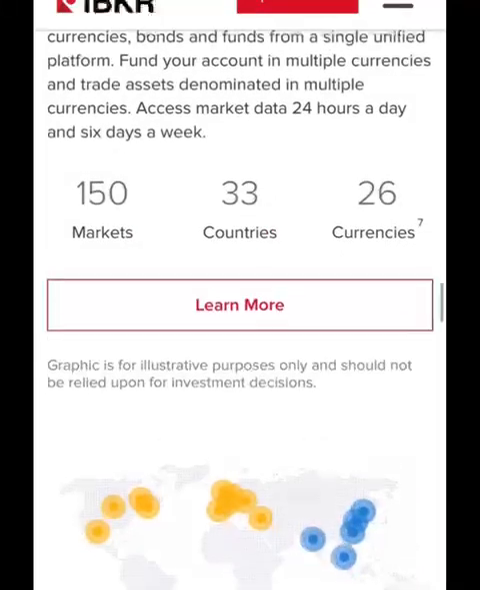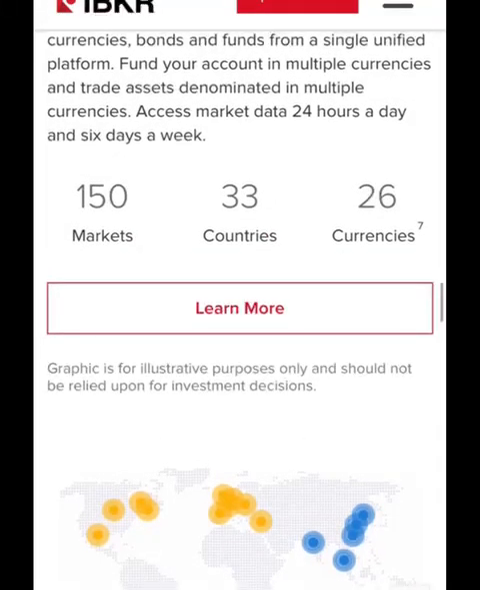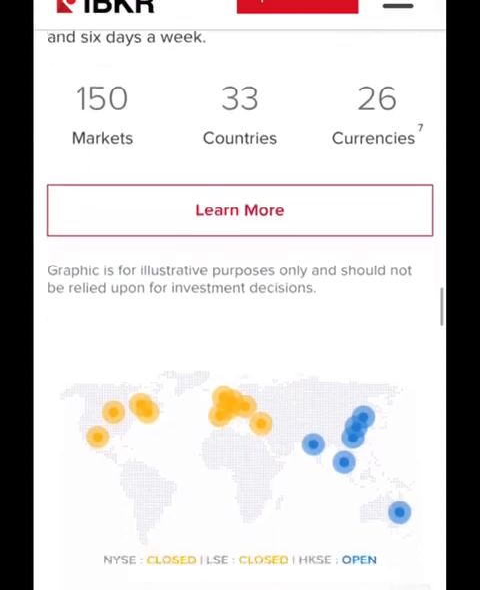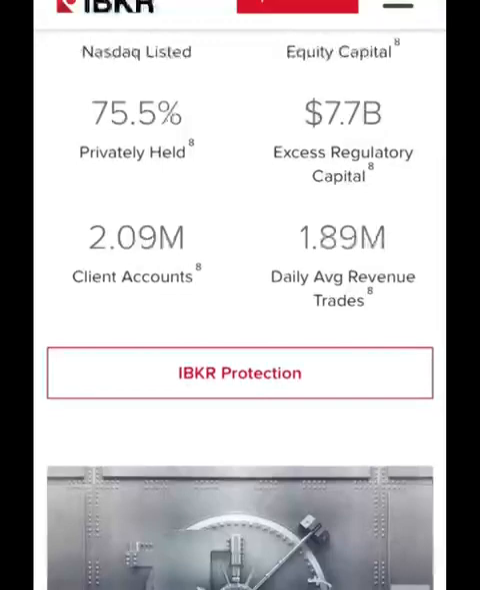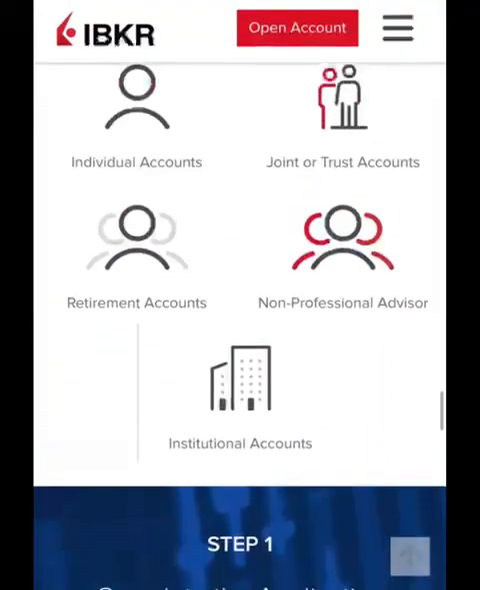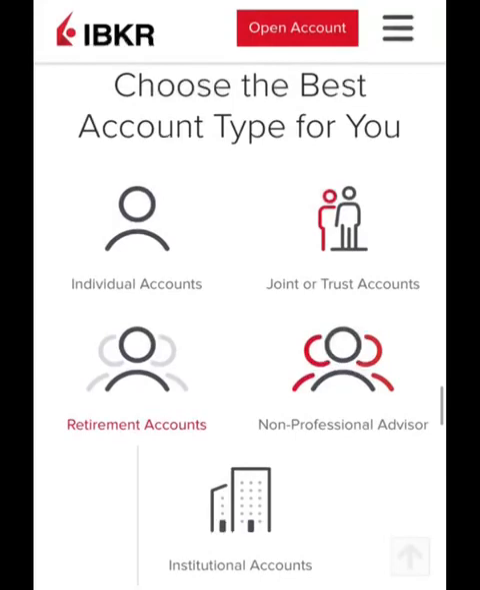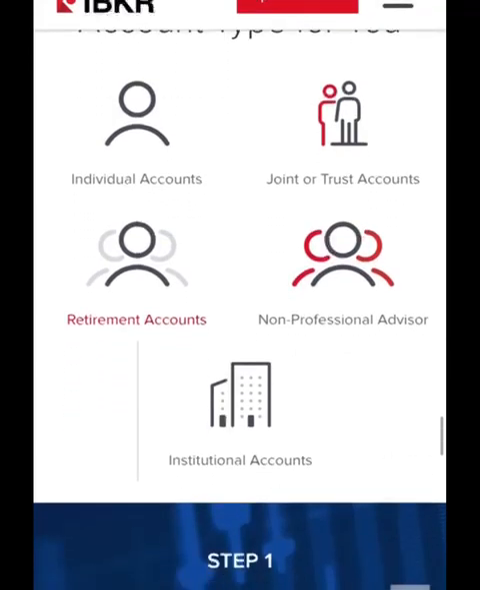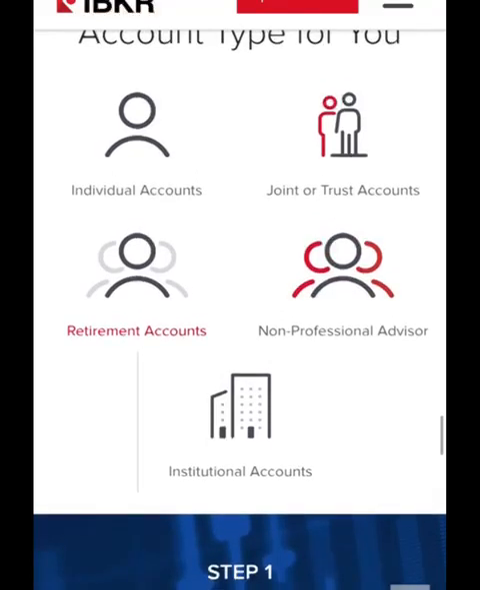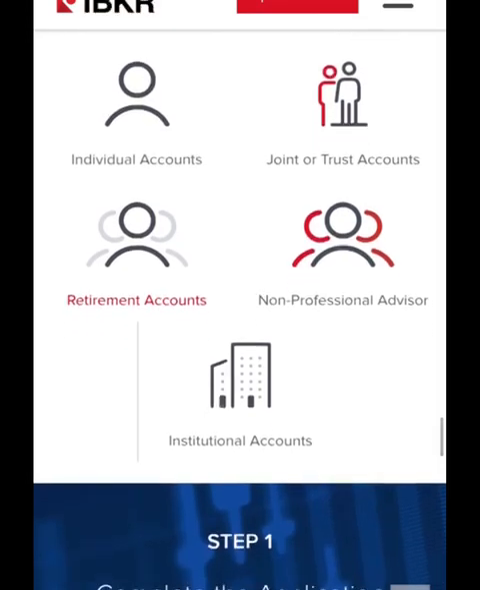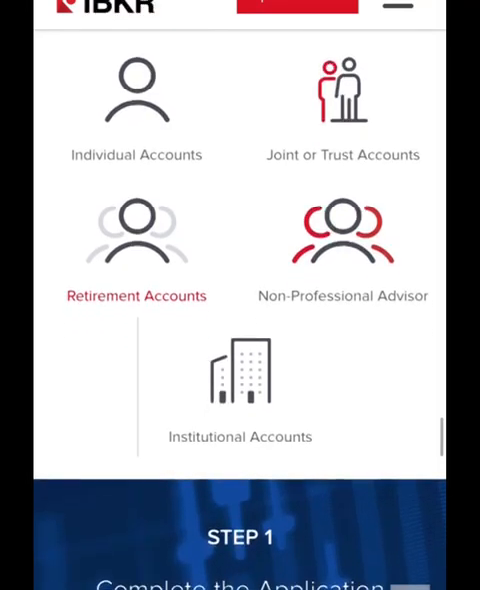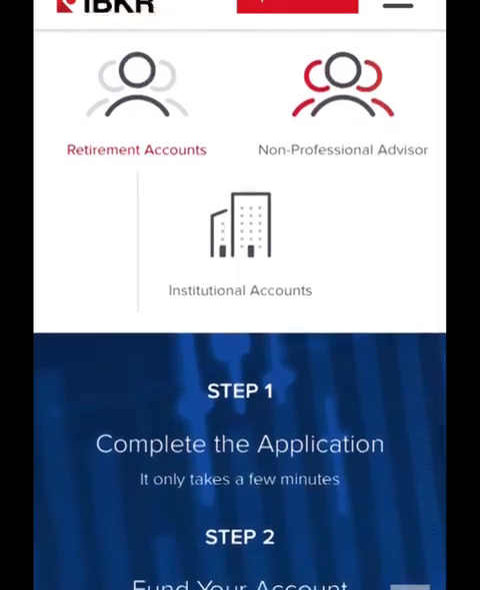Take note, this site has over 150 markets in 33 countries and 26 currencies. Okay, so this site here, you just need three things to get started, and this site also has different account types for you to trade on. Okay, so they have the individual account type, the joint or trust account type, and they also have the retirement account type and non-professional advisor, then the institutional account type.